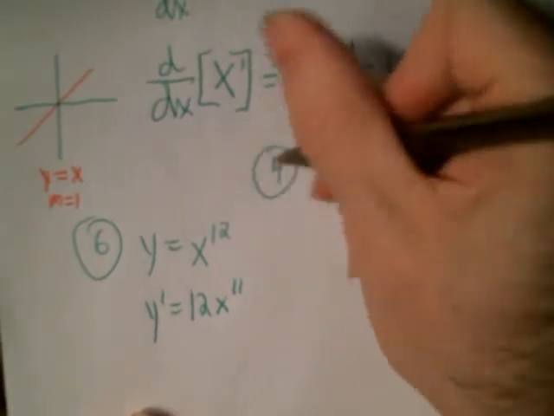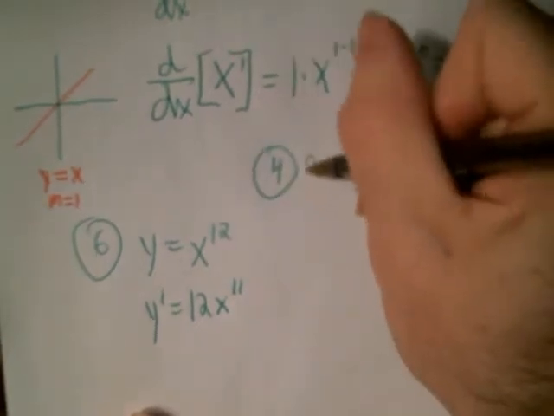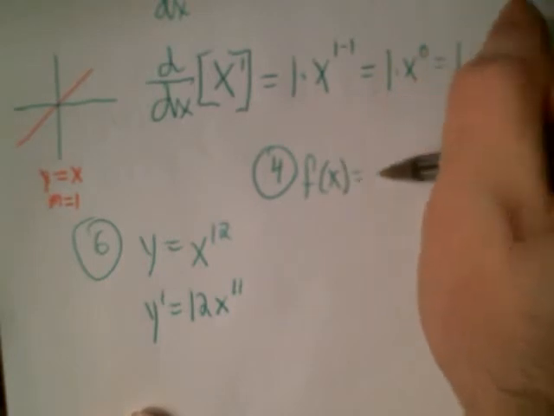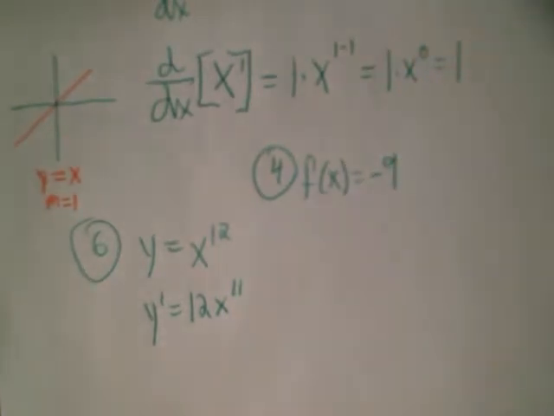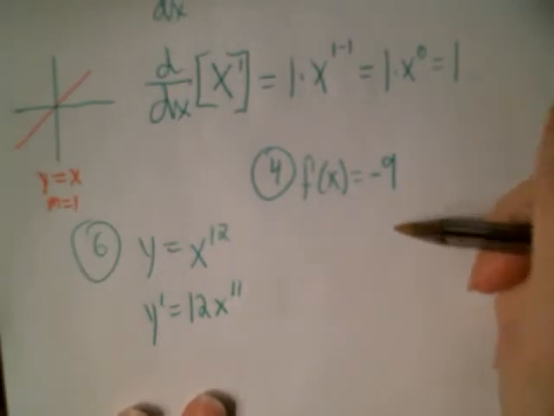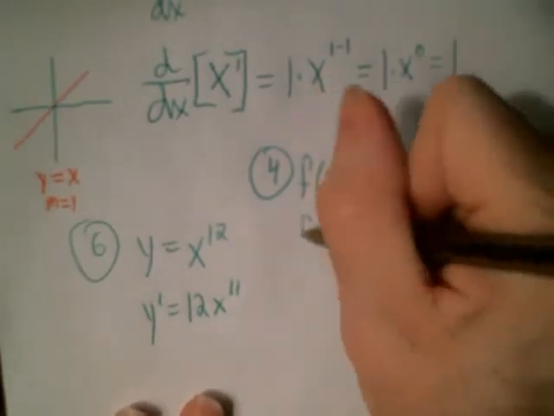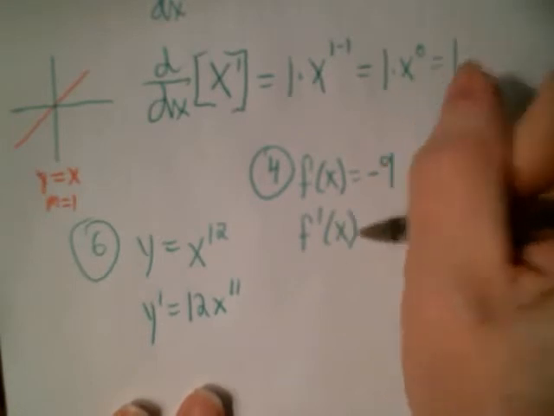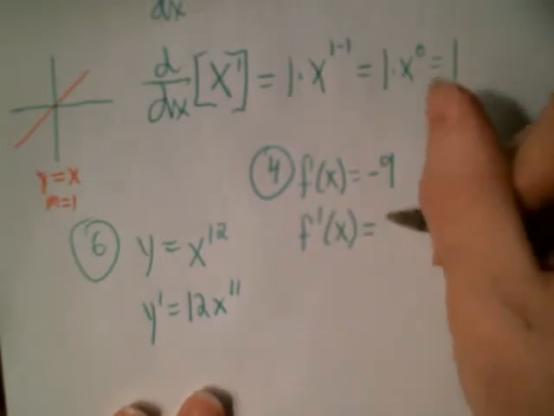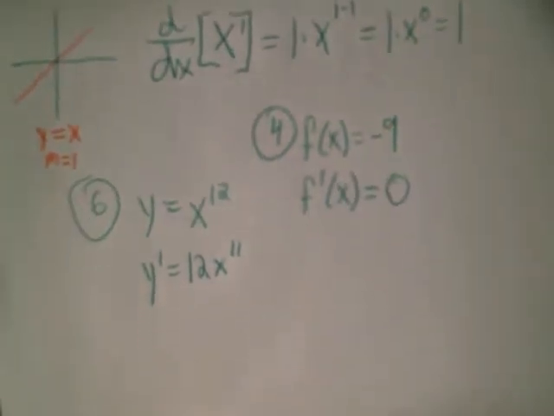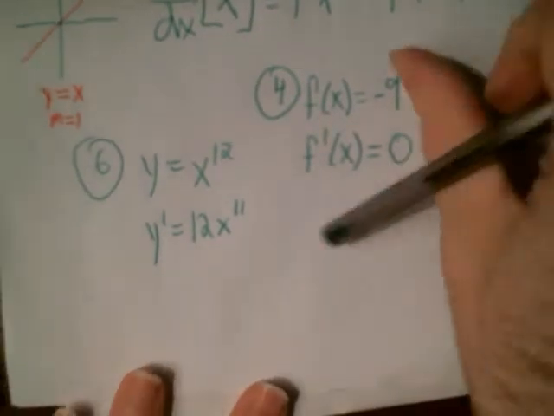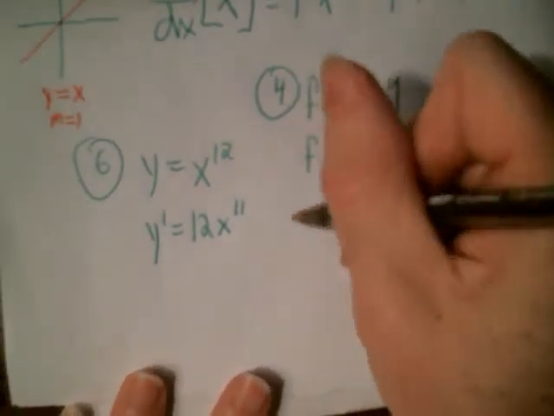Let's look at 4. f of x is -9. The derivative of a constant is what? Well, it's 0. Right? So the derivative of y equals -9 will be 0. Let's see what else.